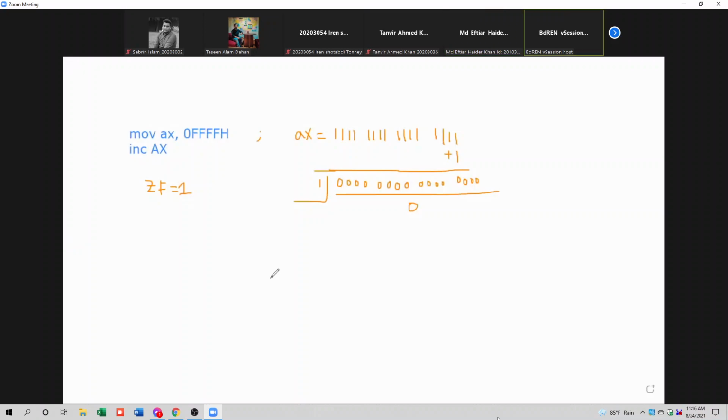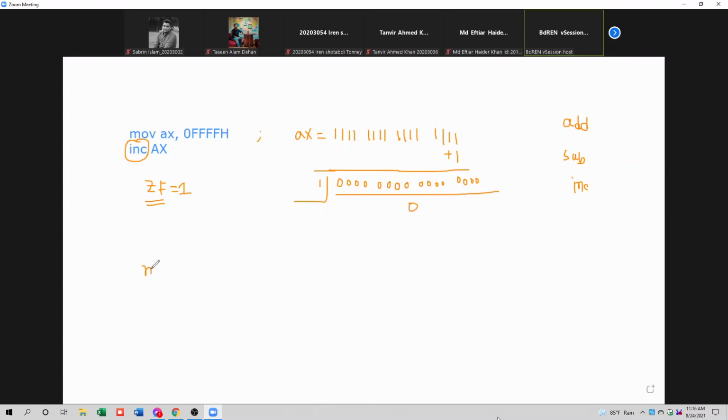Yes, ma'am. So now we can see that the increment operation also affects the zero flag register. It can change the value of the zero flag register. So addition, subtraction, increment, these operations can change the value of the zero flag register. But move, exchange, push, pop, these operations cannot change the value of the zero flag register.